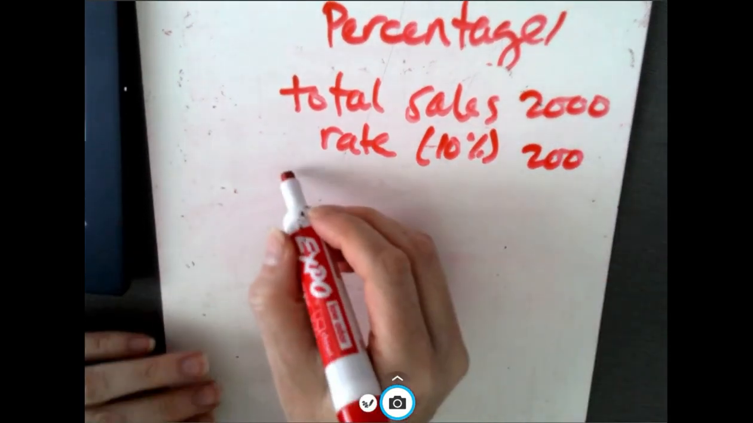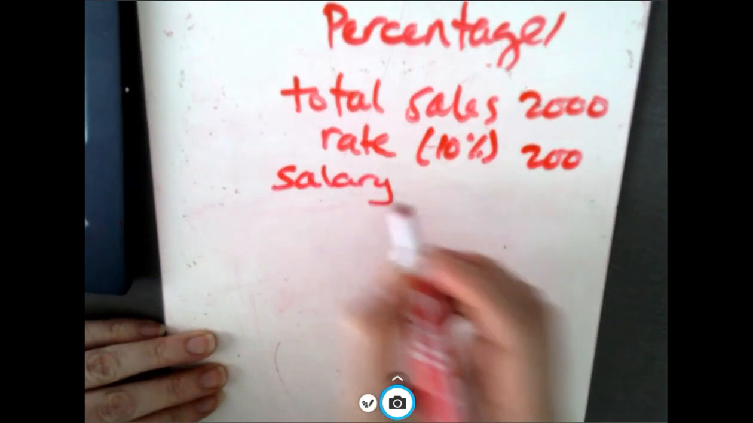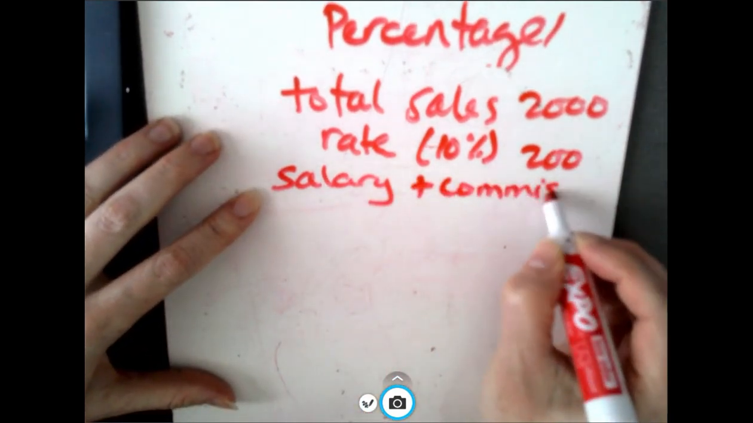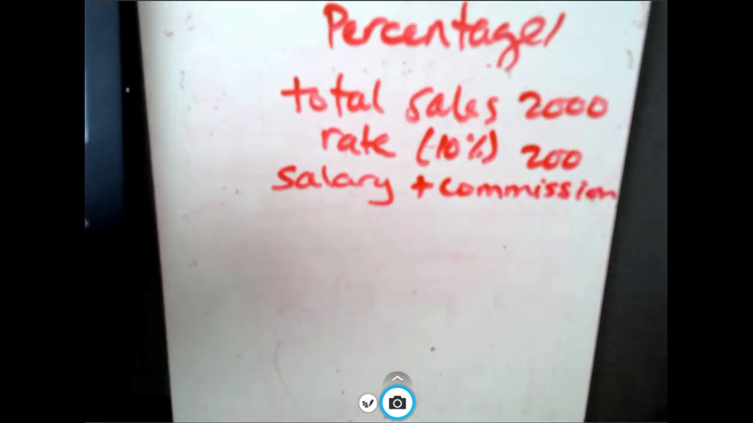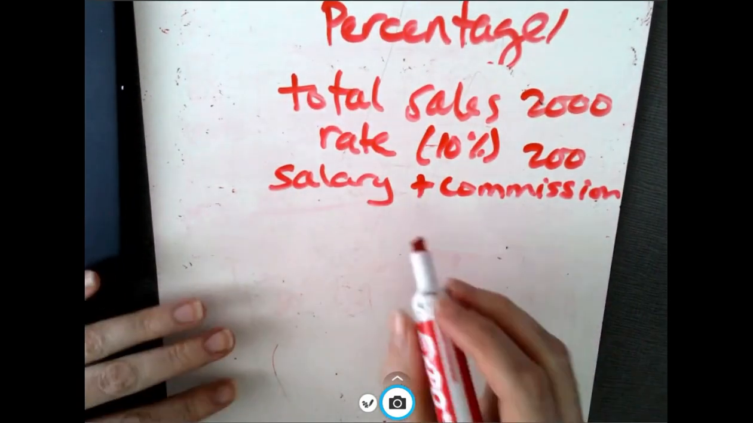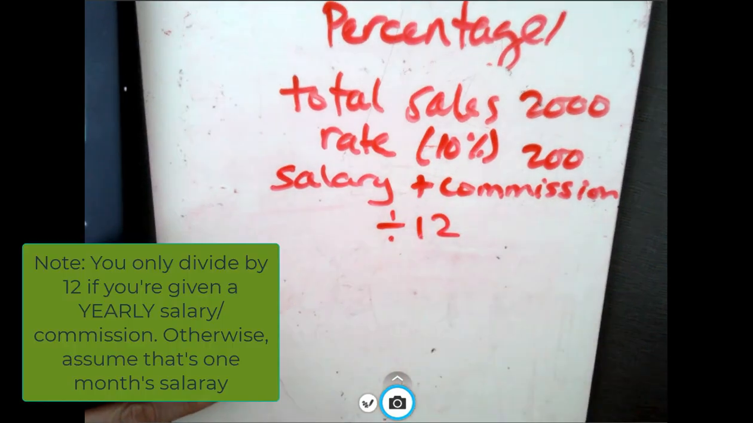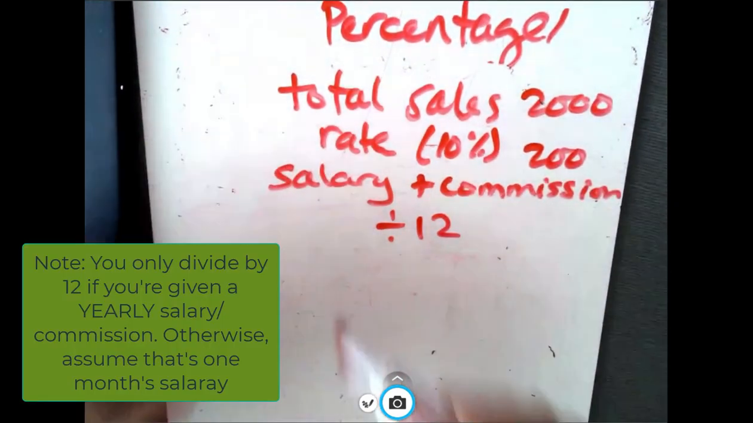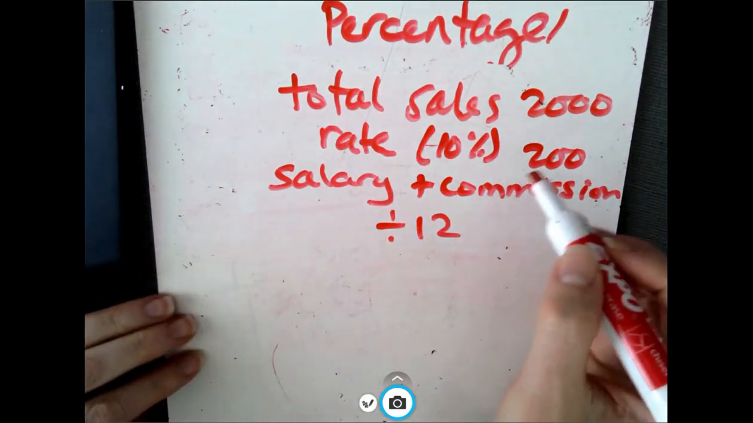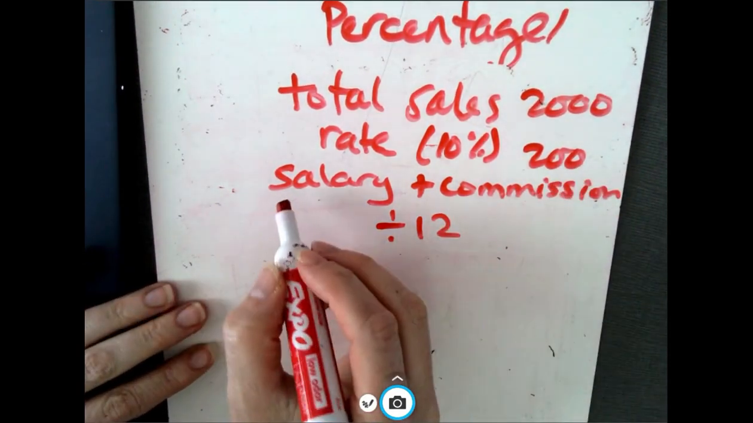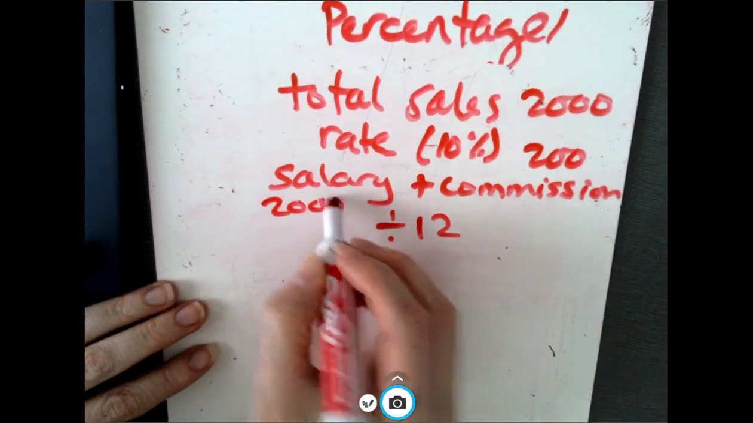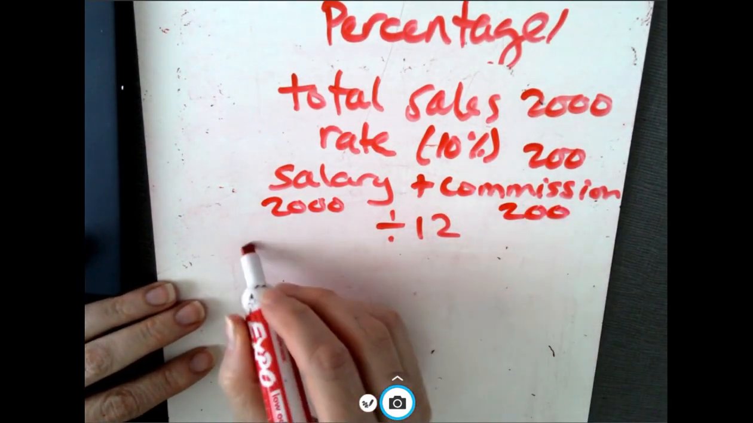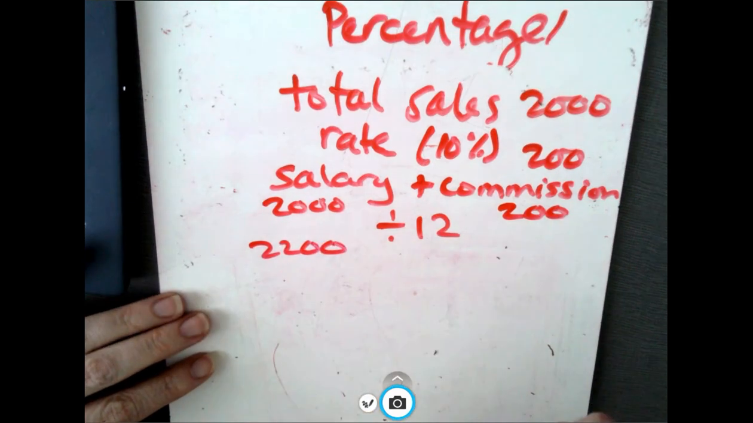And then it's going to give you a salary. And your salary is your base salary plus your commission. And that's what you're looking for. And then it might say, how much would they make a month? So then you divide by 12. So commission is a percentage of total sales added to a base salary, because almost no one can live on just commission. They usually would make a salary, let's say it's $2,000 per month, plus whatever they make in commission. So you'd get $2,200 in that case.